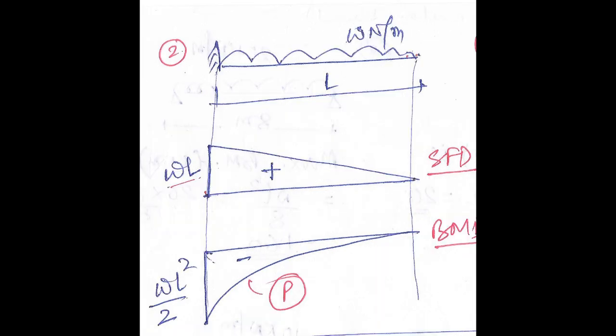This is a cantilever beam of span L and it carries a UDL, uniformly distributed load of W Newton per meter. So in this case, the SFD is a right angle triangle with the maximum value of shear force at the fixed end, and the value is W into L. The BMD is a parabolic one. The maximum value of bending moment is WL square by 2 at the fixed end.